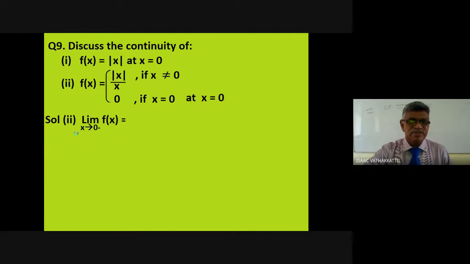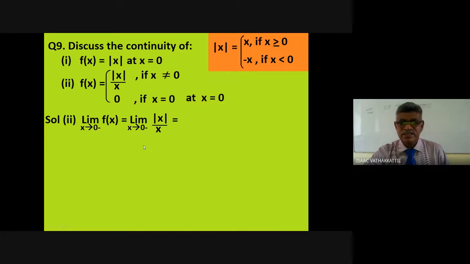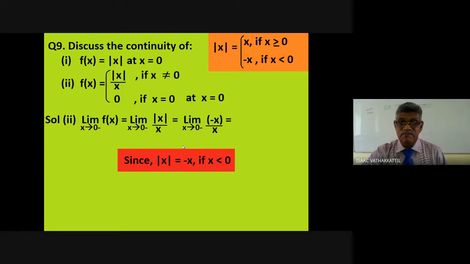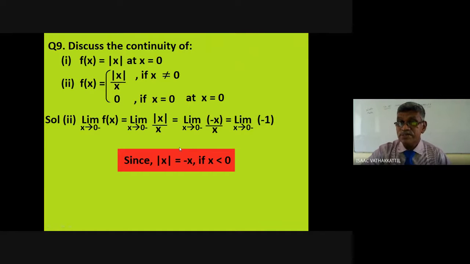Again, let us take left limit, limit x to 0 minus mod x by x. So, what is mod x when x is less than 0? Mod x is minus x. Now, limit x to 0 minus of minus x by x. Here, I am not applying the limit. I am simplifying minus x by x. Minus x by x is simply minus 1. I haven't applied the limit. I just simply cancelled x and x because x is not equal to 0. X is approaching 0, so x is not equal to 0.